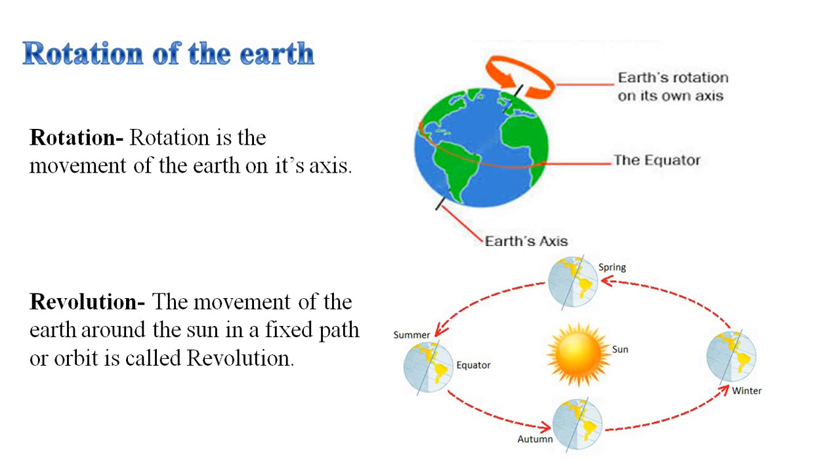Rotation. Rotation is the movement of the Earth on its axis. Revolution. The movement of the Earth around the Sun in a fixed path or orbit is called revolution.